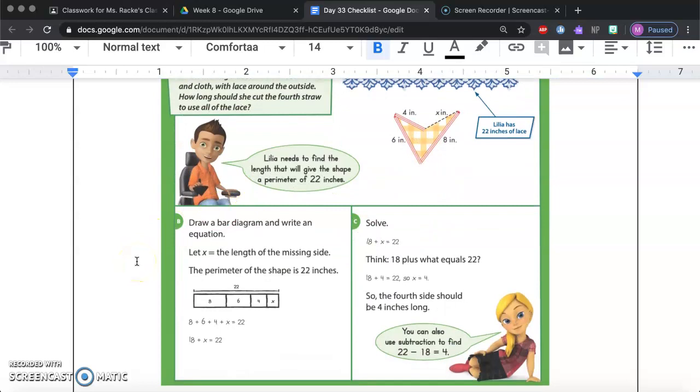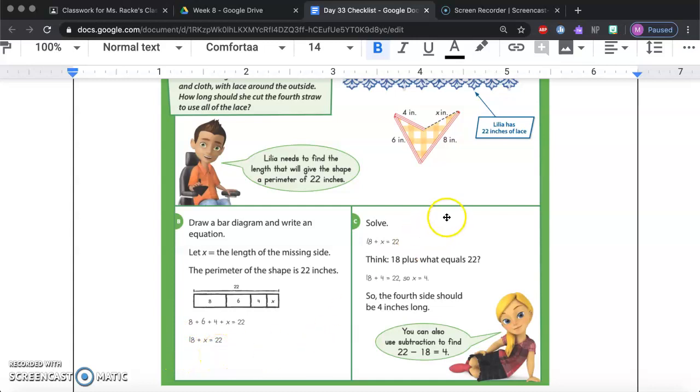First is you can draw a bar diagram and write an equation. Let x equal the length of the missing side. So you can see the total up at the top is 22, and we put in our knowns, which is 8, 6, and 4, and then our x is representing that unknown. So you can say 8 plus 6 plus 4 plus x equals 22, or 18 plus x equals 22.